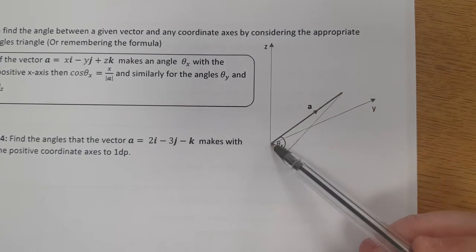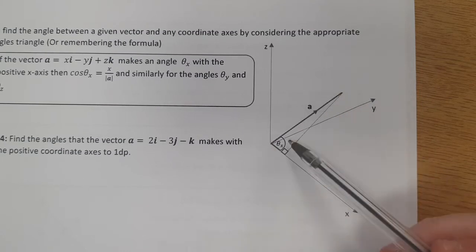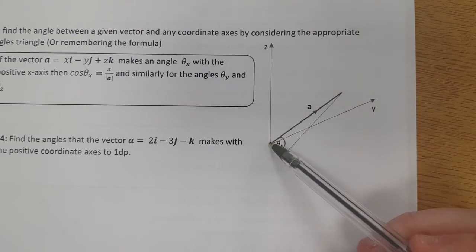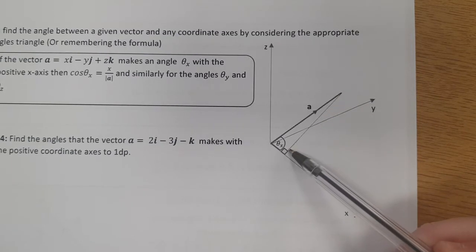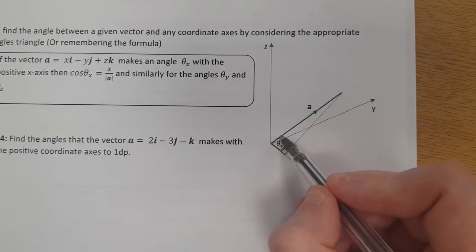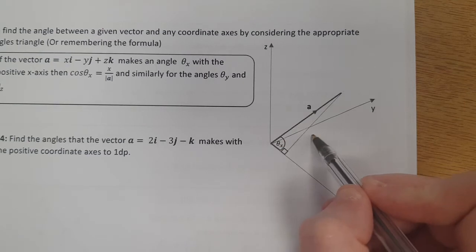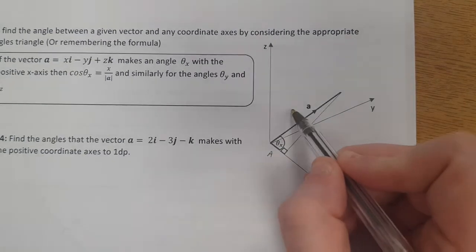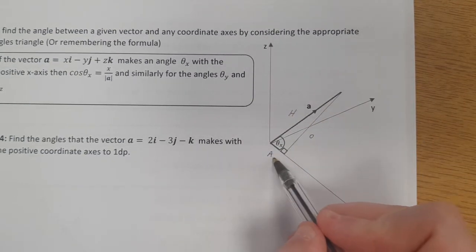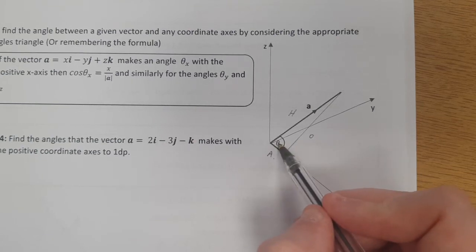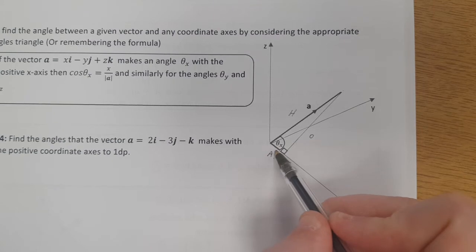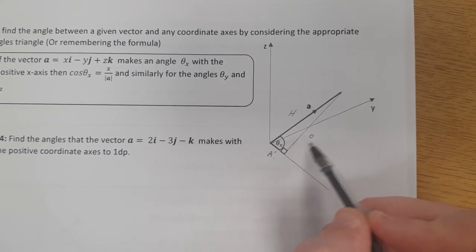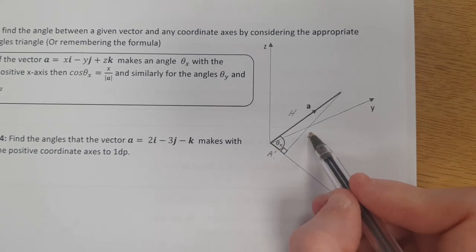Okay, so if this is my vector here, if I want to find the angle between that vector and the x-axis in this example, then all I'm doing is creating a right angle at the x-axis, and there's my angle that I'm looking for. So I've got opposite, adjacent, and hypotenuse. Because I'm using a unit vector, I can make this length 1, in which case I'm ignoring opposite.